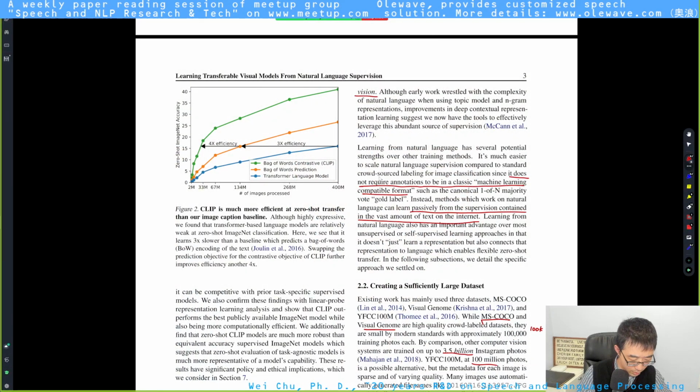Powerful pre-trained model. And you may want to read this. I think this is also very nicely written. Learning from natural language can enable flexible zero-shot transfer. And also, it connects the representation to language. So that means for the vision task, they can do the same thing as NLP people when they're facing a zero-shot issue, okay? Because the model has learned some semantic or natural language representation, so it's also zero-shot transfer capable. Okay.